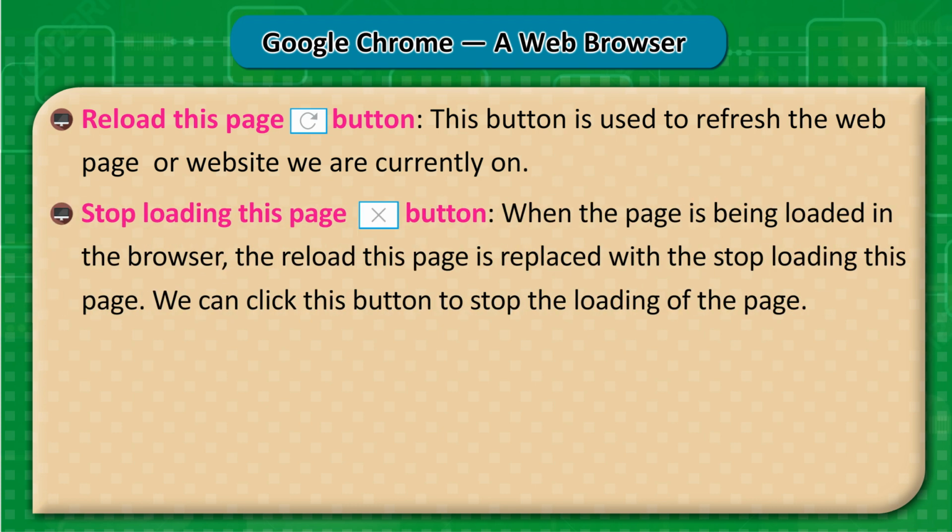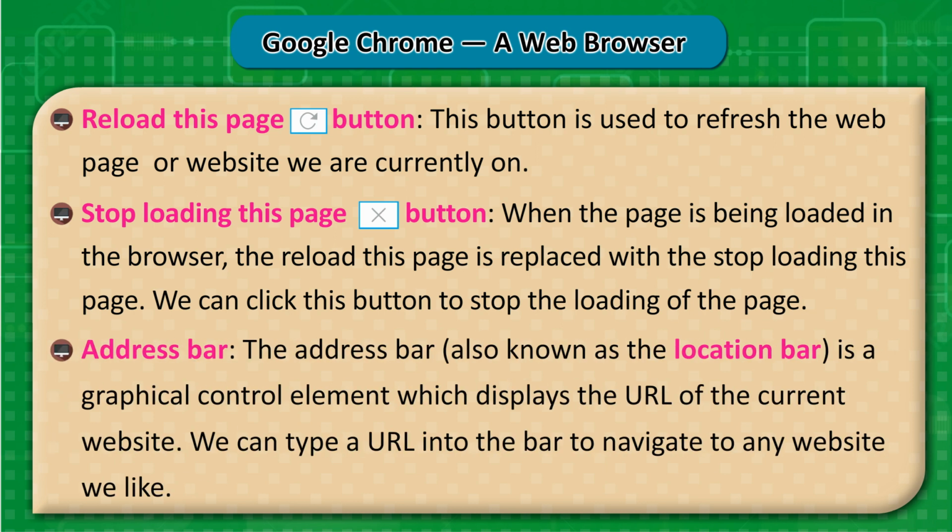Stop loading this page button. When the page is being loaded in the browser, the reload this page button is replaced with the stop loading this page button. We can click this button to stop the loading of the page. Address bar. The address bar, also known as the location bar, is a graphical control element which displays the URL of the current website. We can type a URL into the bar to navigate to any website we like.